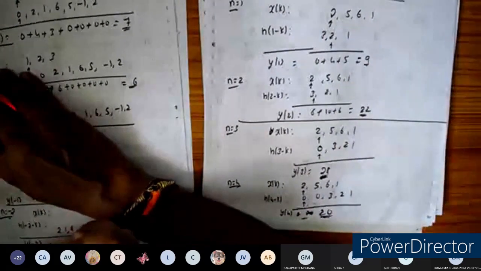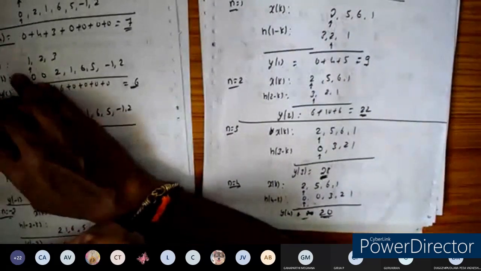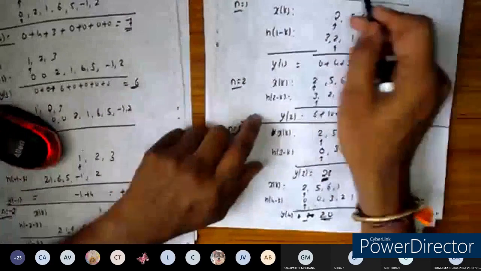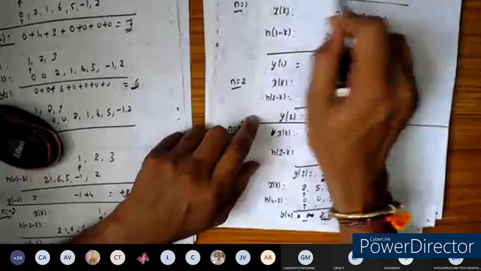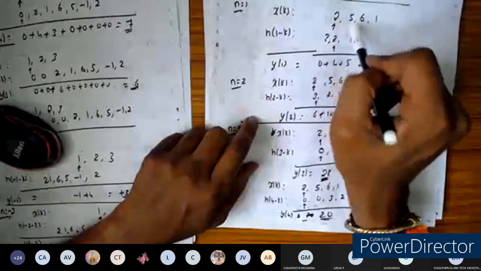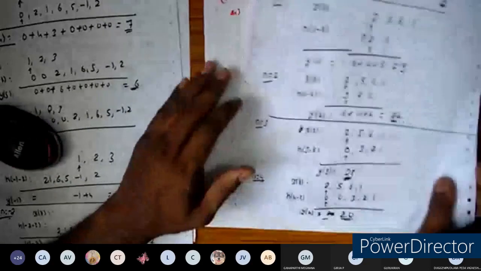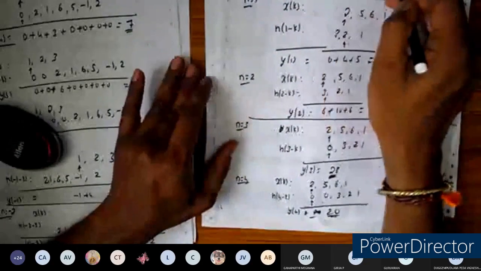Here we find the convolution of the sequences. In this method, the first case we look at is the overlapping sequences. Afterwards, we look at before overlapping and after the overlapped sequence. So I'm going to take the example of this one.